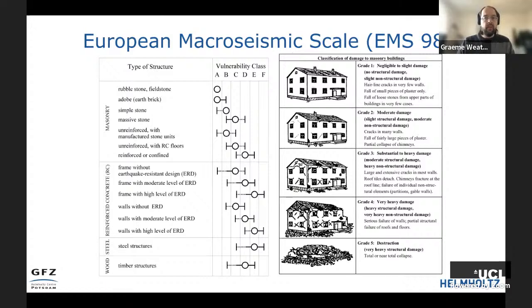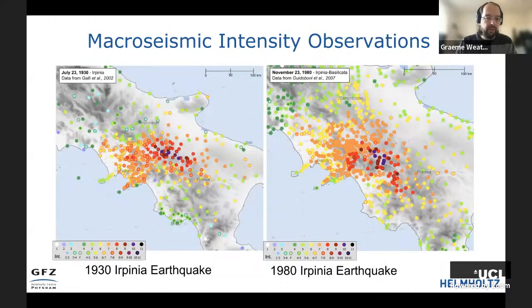The modified Mercalli intensity scale is one of the most commonly used scales. But an application in Europe is the European Macroseismic Scale, which tries to give a more nuanced and careful classification of the different building types and the different grades of damage. But ultimately, these refer back to this 12-point scale.